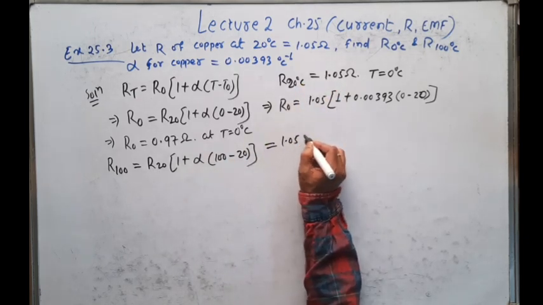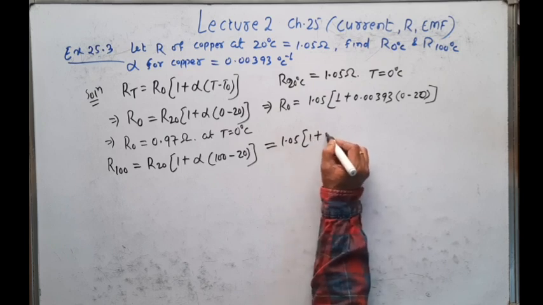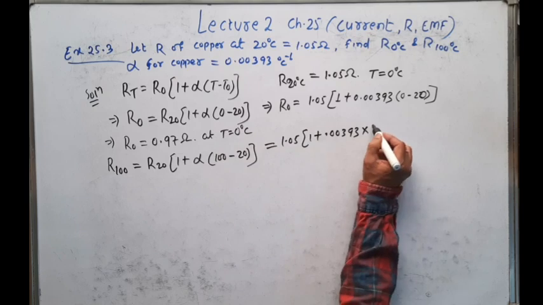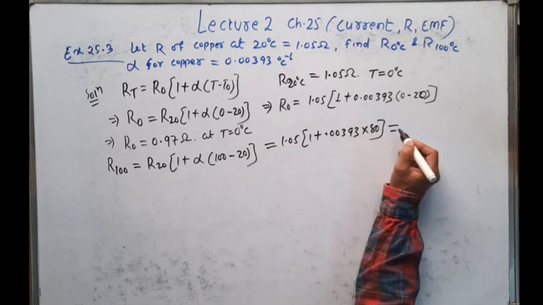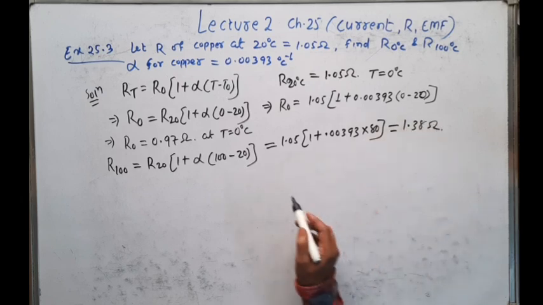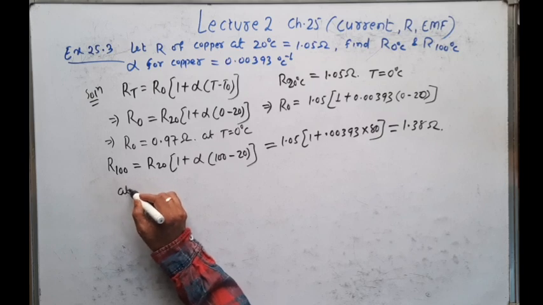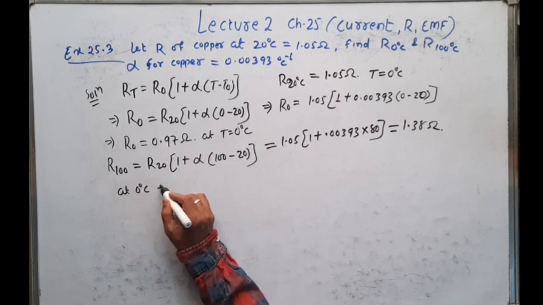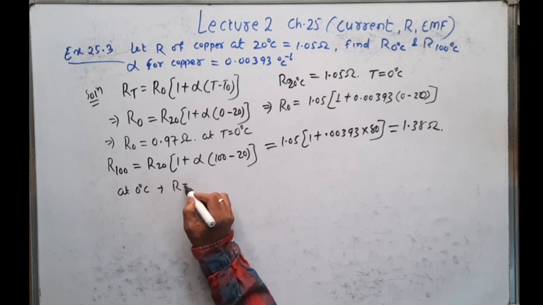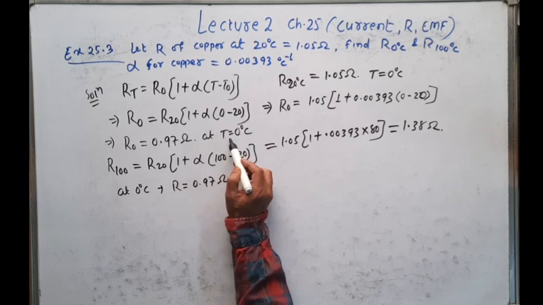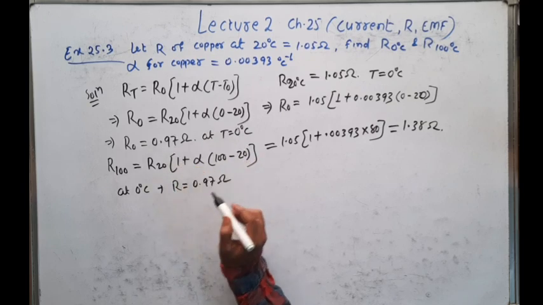1.05 into 1 plus alpha 0.00393 into 100 minus 20, that is 80. So if you calculate, I think it will come 1.38 ohm. Now see, at 0 degree centigrade, just analyze this problem. At 0 degree centigrade, what is the resistance value? Resistance value is 0.97 ohm.